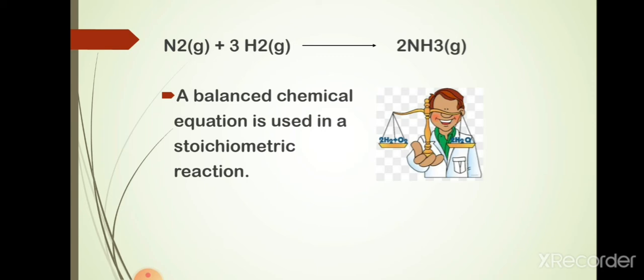Here 1, 3 and 2 are called the stoichiometric coefficients. The above equation is a balanced equation, as you can see. The thing to remember here is we always use a balanced chemical equation in stoichiometric calculations, because only through a balanced equation do we get the detailed information of the reaction, that is how much of the reactants are used or how much of the products are formed.